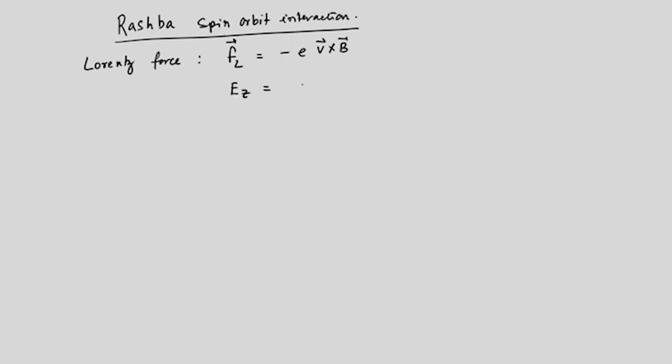Let's call it E_Z, which is equal to mu_B sigma dot B. This of course is an energy, while the other one is a force. Here mu_B is called the Bohr magneton, which has a value of 9.27 times 10 to the power minus 24 joule per Tesla.